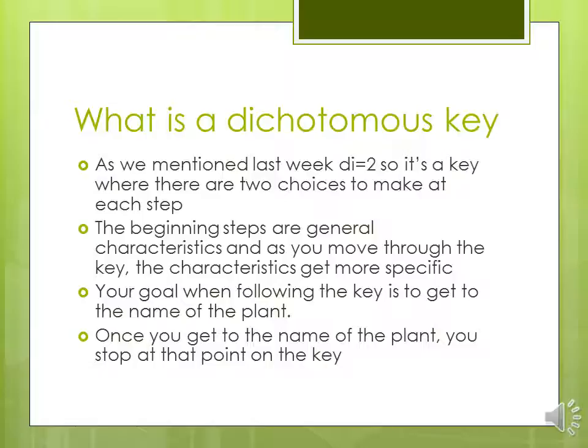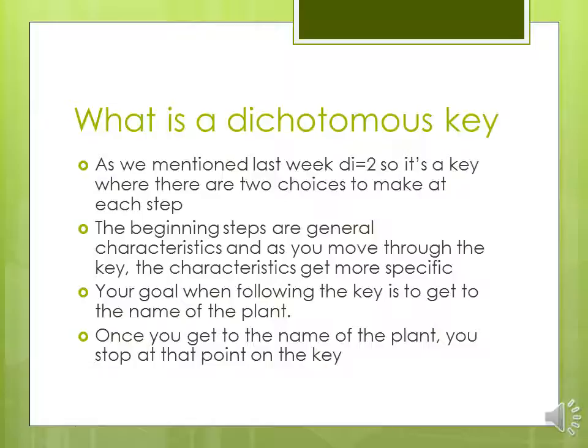We briefly started covering dichotomous keys last week. Just to review, a dichotomous key starts with the word die. Die means 2, so essentially it's a key where there are 2 choices to make at each step. The beginning steps are usually general characteristics, and as you move through the key, the characteristics get more and more specific to the plant that you're working on.